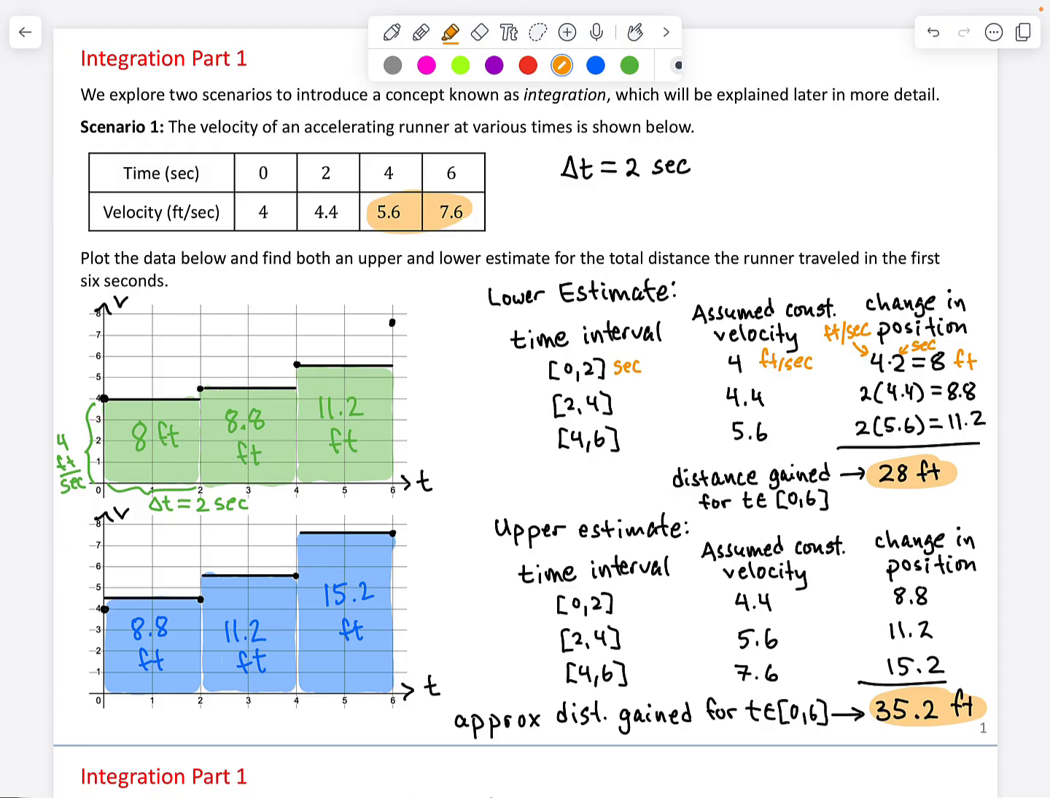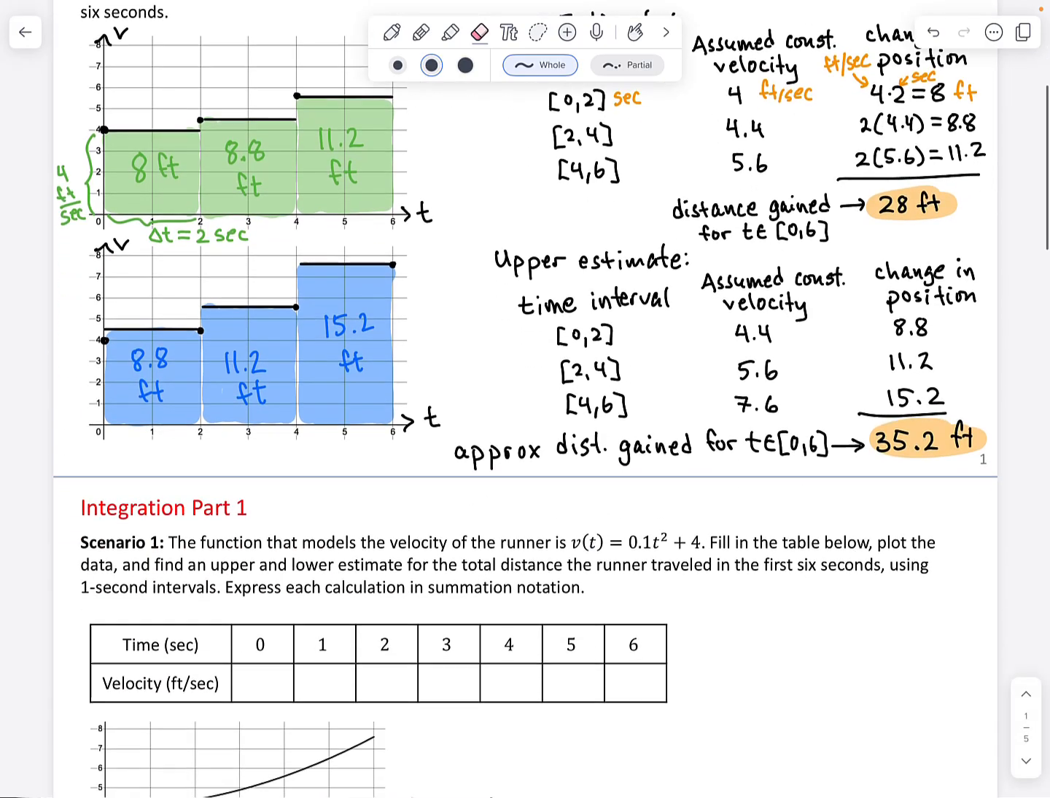And the reality is that the distance gained by the runner is likely somewhere between these two values. So often a strategy is now to average them to have a better approximation. But there are other ways to improve accuracy, especially if you have access to more data. Let's go to the next page.